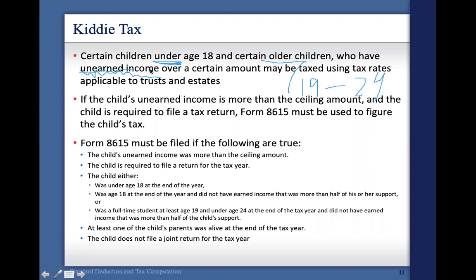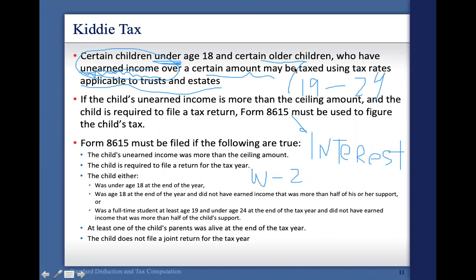If they have unearned income, and when we think about unearned income, it's somebody that's not working. So it would definitely be something like interest, right? Interest from a trust or something of that sort. So they get income over a certain amount of this interest, let's just say, may be taxed using tax rates applicable to trusts and estates. We're not going to get into the exact amounts because those change, but just know it's a fair amount of money that these trust fund babies get for unearned income. In other words, it is not earned, it is not on a W-2.